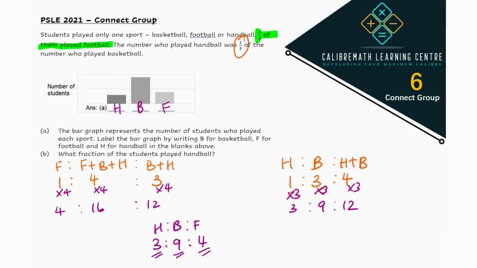And now for part B, we can simply box up the 2 keywords in the question over here, and we will be able to find out the answer of the fraction of the students who played handball to be 3 out of 16.